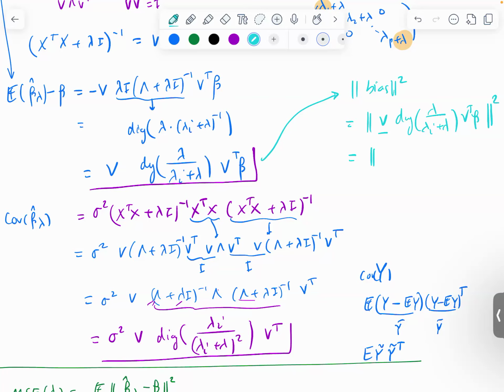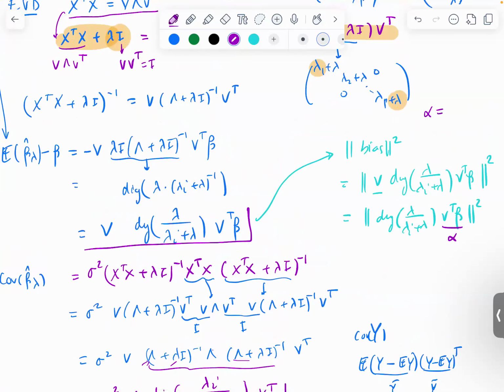The way to do it is just transpose: this vector's transpose times itself kills the V. Say diagonal lambda over lambda I plus lambda, times V transpose beta. I'm going to call this alpha. This is really an expansion. If you write it down, it would be V1 transpose beta up to Vp transpose beta. So this just collects the coefficients of beta in the basis of the eigenvectors. And this is a diagonal matrix times alpha. What it does is just entry-wise gets multiplied.